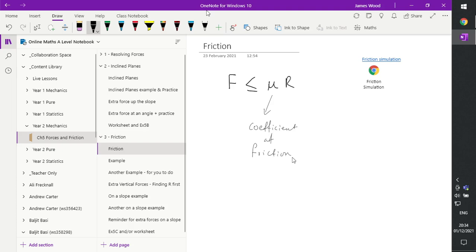And what this is, it's basically a constant depending on the materials that are involved in the situation. And the higher your value of mu, or the coefficient of friction, because this uses a Greek letter mu, then the more friction is available in that scenario. Now what this equation means is F, so this is the frictional force, is always going to be less than or equal to mu, which is your coefficient of friction, times R, which is the reaction force or the normal contact force.